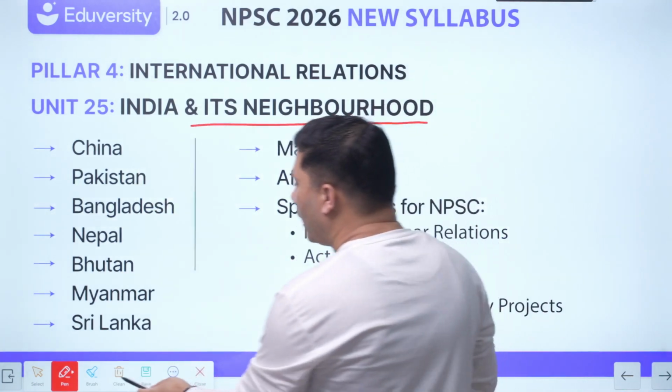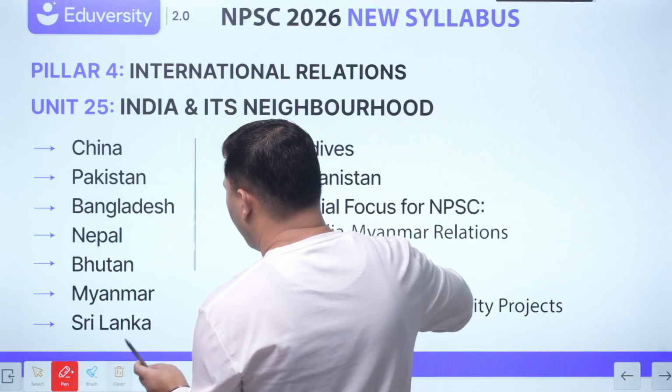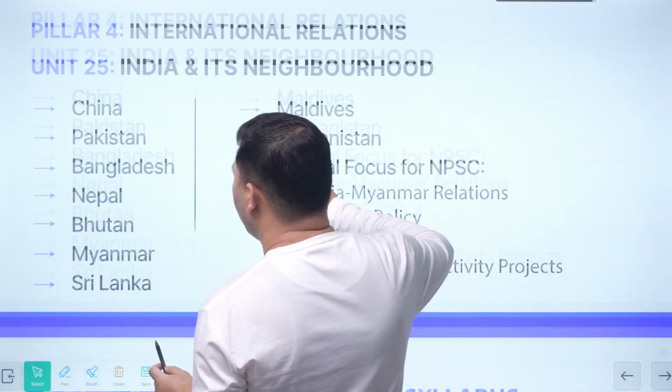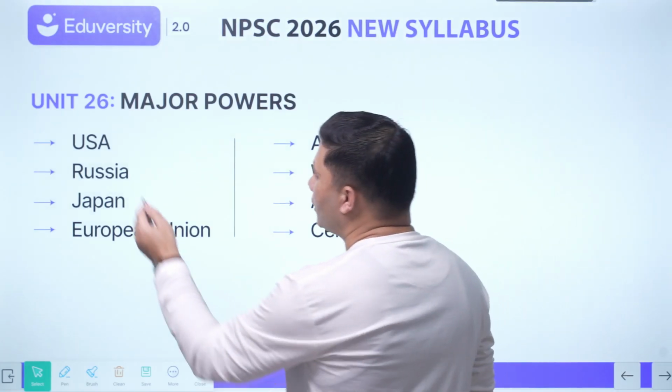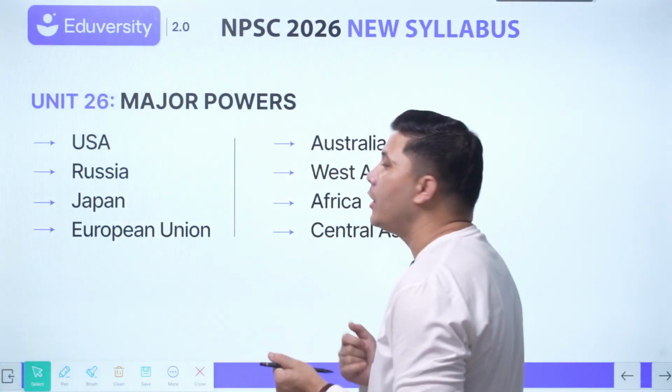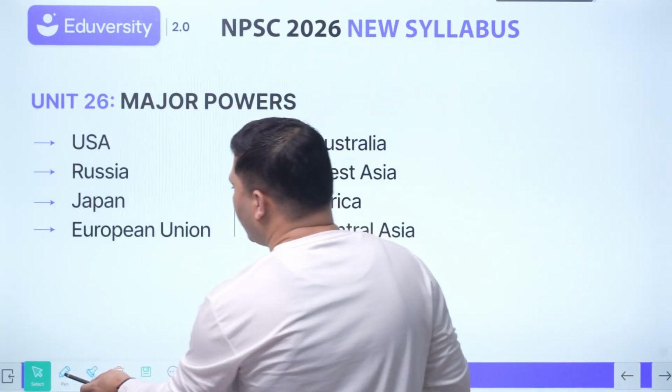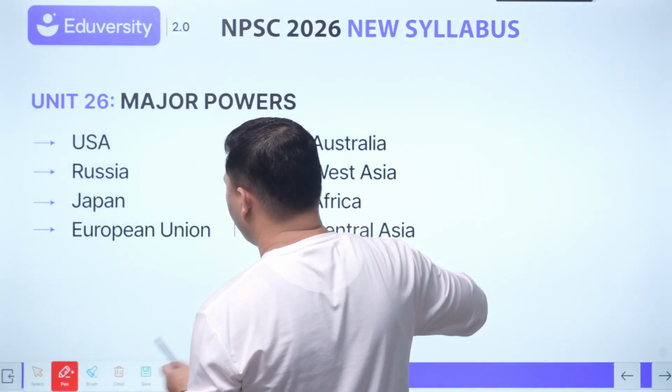Okay, first, then we are going to study about the major powers that I said, the superpowers, USA, Russia, Japan, European Union. You got a point, right? Okay, then we are going to study in international relations.